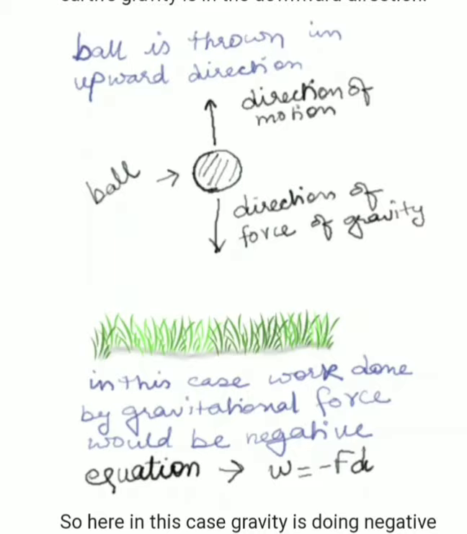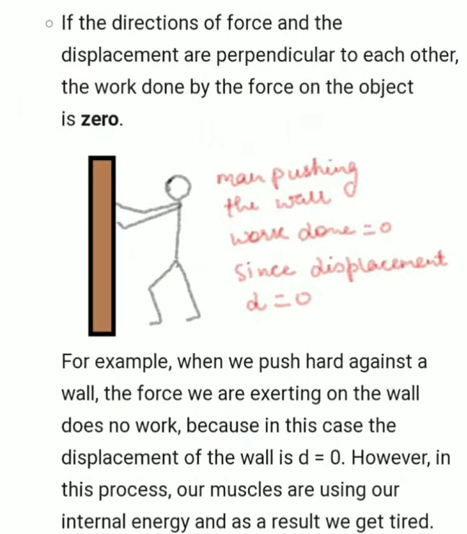Now coming to the third case, when we have zero work done. As in the definition, I'm taking the same example over here, that a man is pushing the wall. In this case there is no displacement of the wall, so you can say that the work done is 0, as per the formula, since F into D is 0. F into D is known as work done, so W will also become 0.